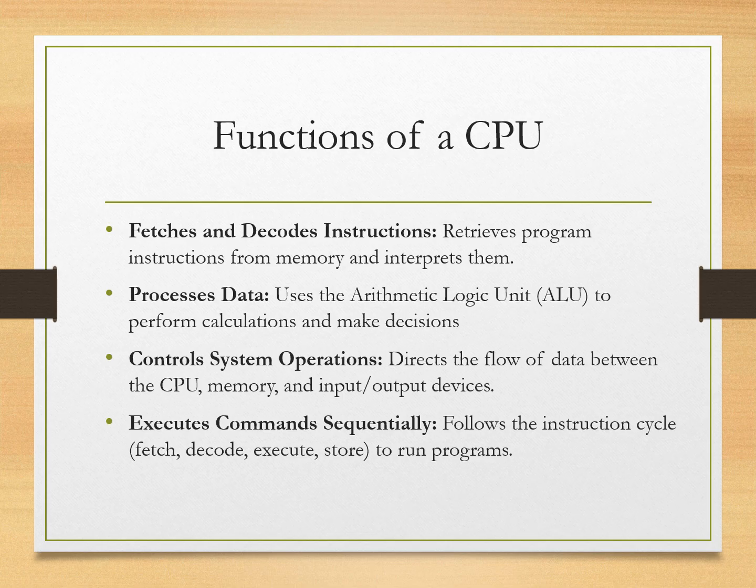The CPU also controls system operations. It manages the flow of data between itself, the memory, and input-output devices, making sure that everything runs smoothly. Finally, it executes commands in sequence by following the instruction cycle: fetch, decode, execute, and store. This cycle repeats over and over to run programs step by step.